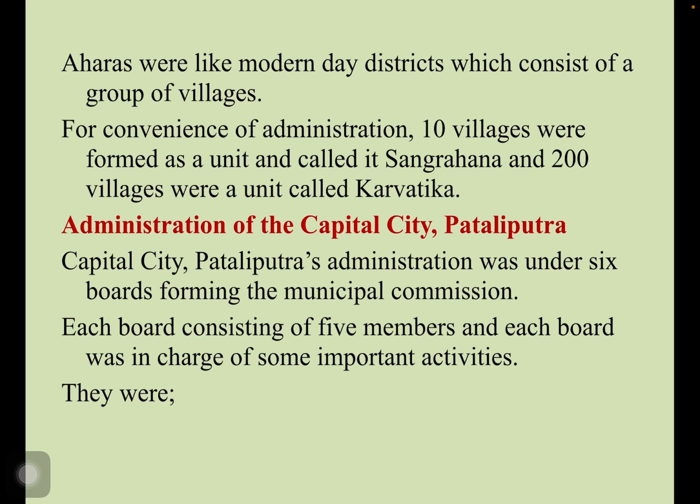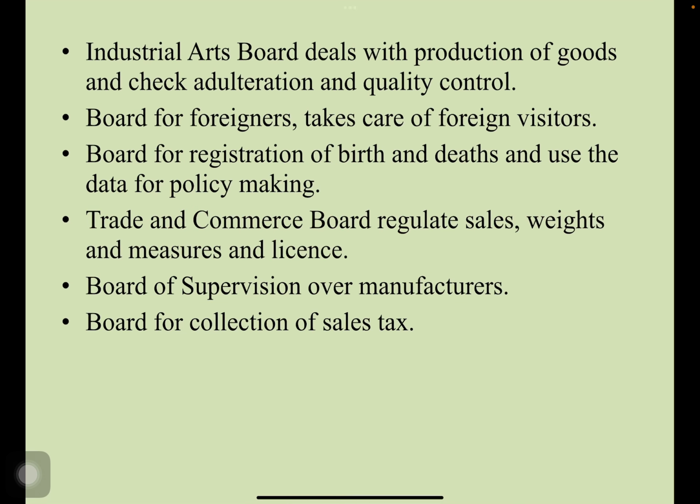Administration of capital city Patliputra. Capital city Patliputra's administration was under 6 boards forming the municipal commission, each board consisting of 5 members, and each board was in charge of some important activities. They were: Industrial Arts Board deals with the production of goods, checks adulteration and also takes care of quality control.